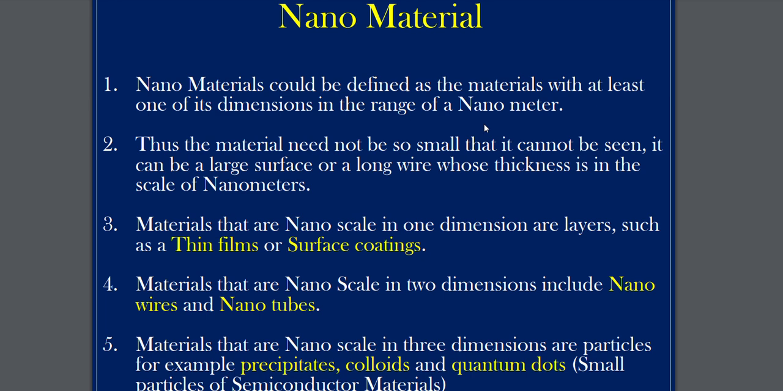Now we will move on to the nanophysics segment of this module, particularly learning about nanomaterials, which are defined as substances having size roughly 1 to 100 nanometers. They are not so small that they can't be seen, but they have a large surface or long wire whose thickness is in the scale of nanometers. They can be used in thin films or surface coatings, and two-dimensional examples include nanowires and nanotubes, whereas three-dimensional examples include precipitates, colloids, and quantum dots.